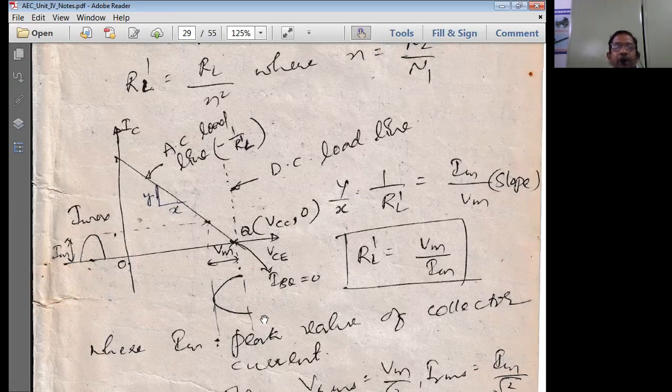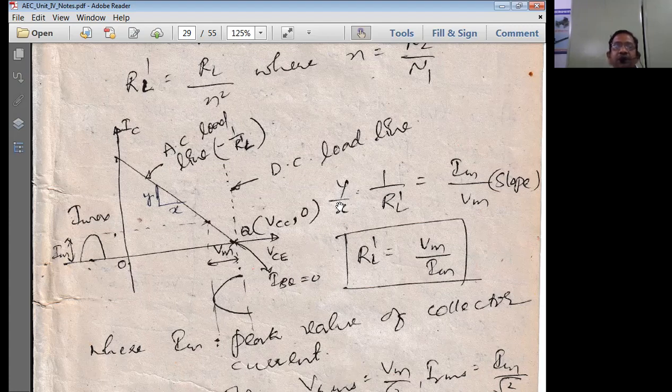Okay. Well, now at this point, IBQ is equal to 0. That means there is no biasing current because the transistor is in the off condition. IBQ is normally equal to 0. That means we will never consider that as a current, approximately equal to 0.